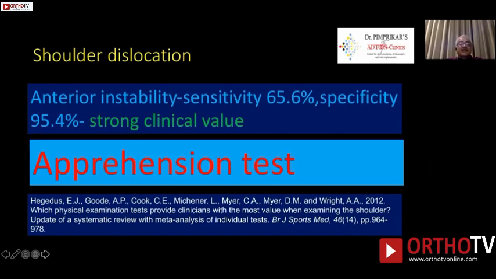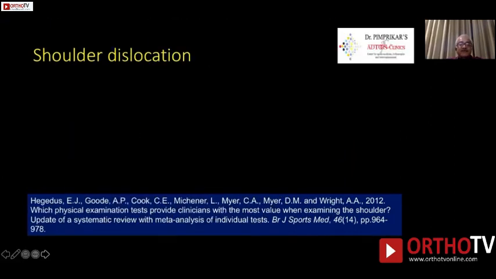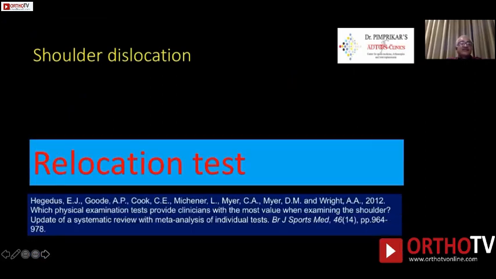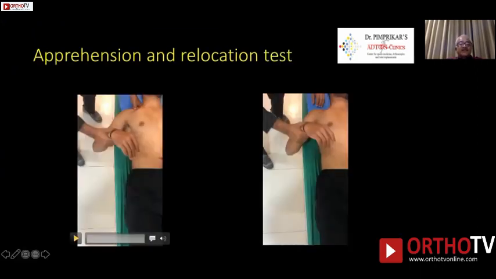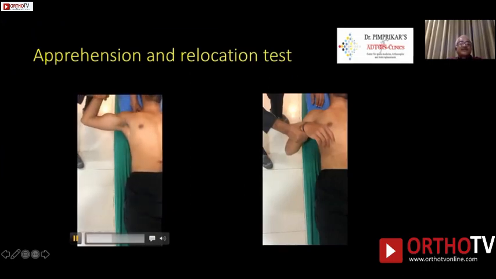This is done in a lying down position, and we will come to that later. A second test for shoulder instability, called the relocation test, has got a moderate clinical value and a specificity of about 90.2%. These two tests, we will see how they are performed. The patient is lying in supine position. The scapula is stabilized with pressure on the coracoid.